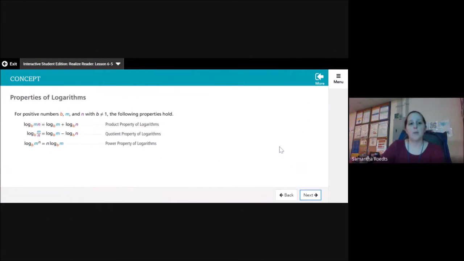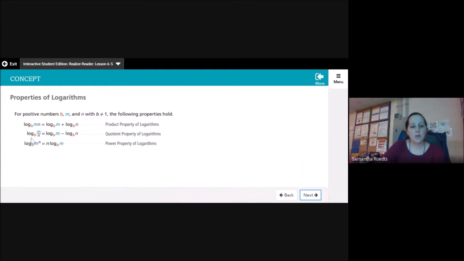Right, concept. Properties of logarithms. So just as we had properties of exponents, we also have properties of logarithms. For positive numbers b, m, and n, with b not equal to 1, the following properties hold. Log base b of mn equals log base b of m plus log base b of n. Okay, so that's the product property. So if I'm multiplying them, then I can add those two logs together.